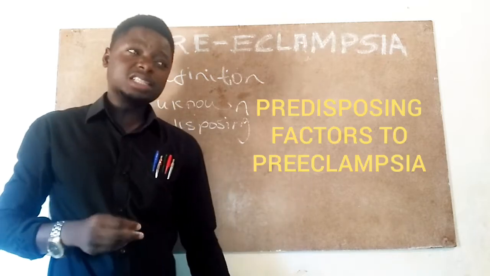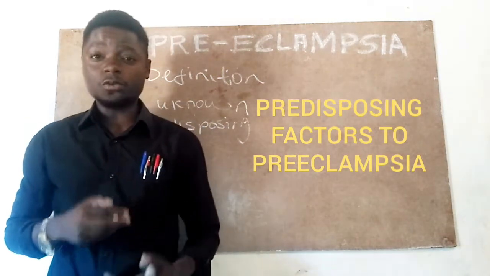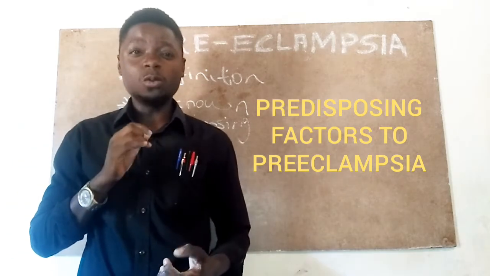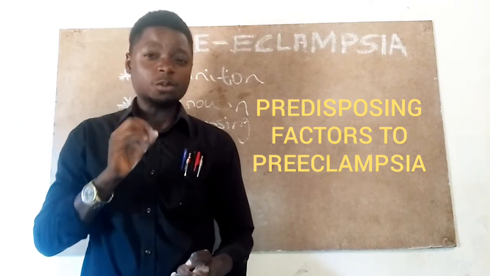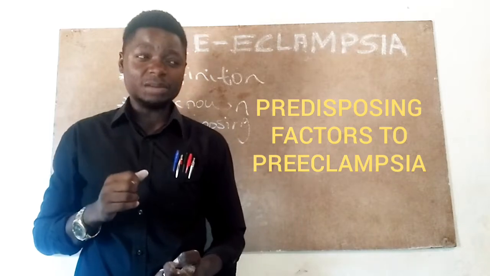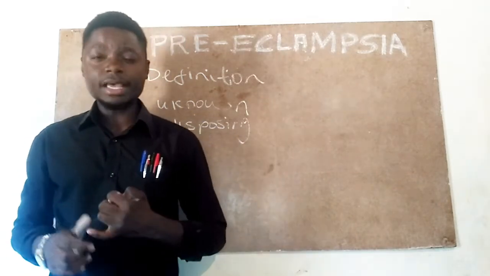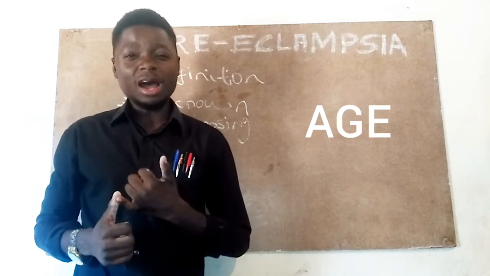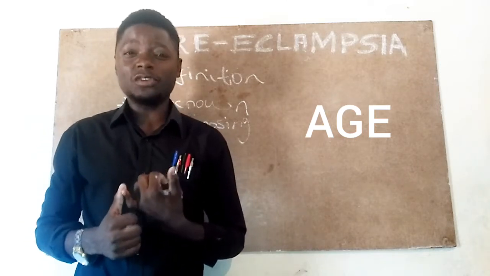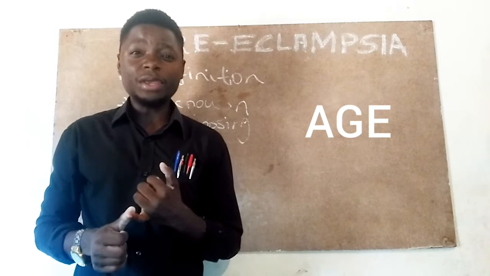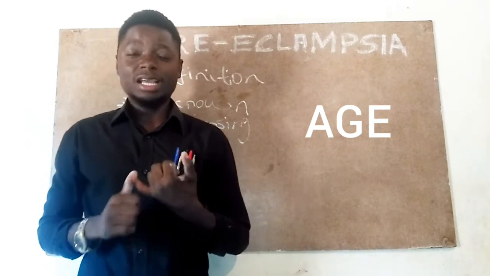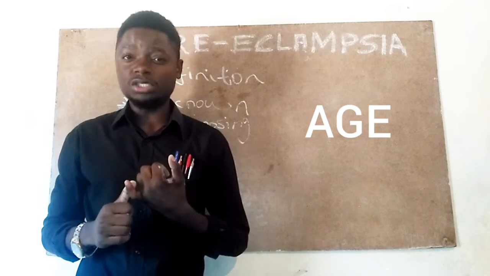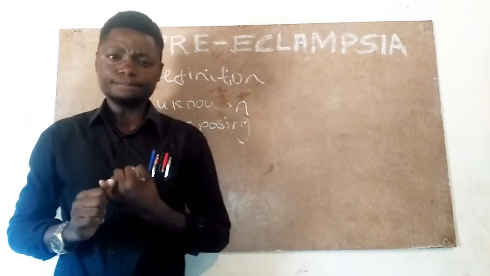Now, the predisposing factors are really not the causes of preeclampsia, but these are some of the factors that can predispose the woman to developing preeclampsia. And the first one is age. Younger women, at least less than 18 years of age, and older women, at least greater than 35 years of age, studies have shown, are more predisposed to developing preeclampsia.